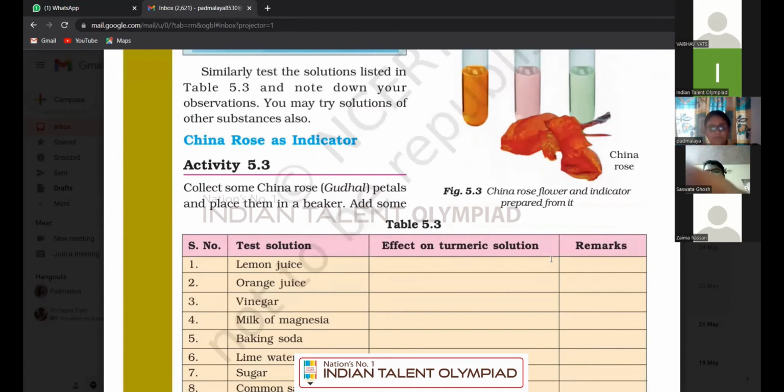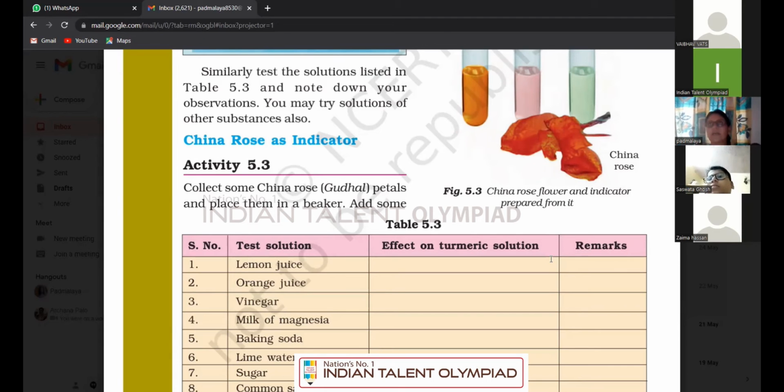Excuse me, ma'am. Yes, please. Vaibhav. Yes, Vaibhav. Ma'am, is litmus paper's natural color always red and blue, or is something added to make it blue? No. You will be having red and blue.